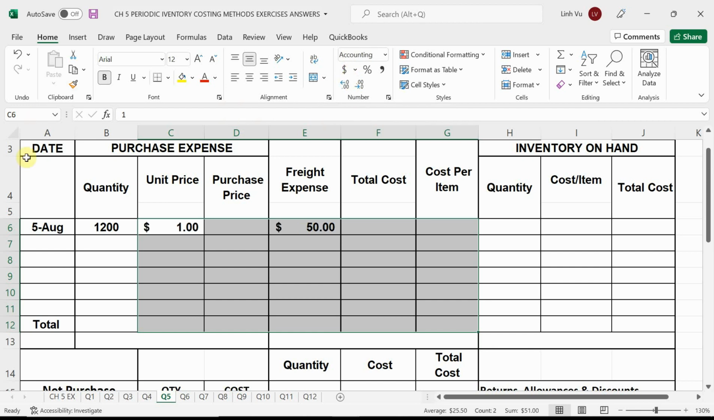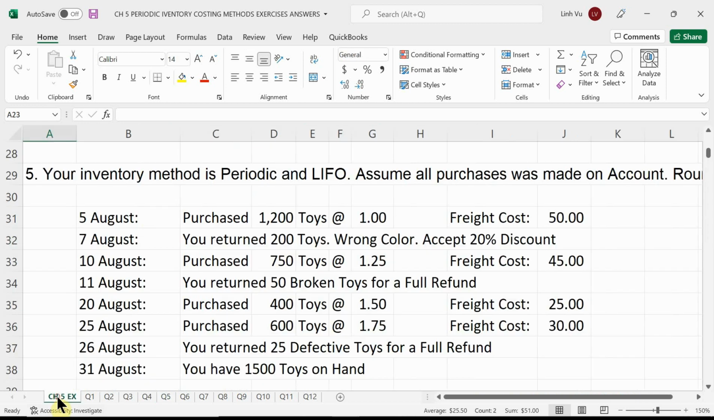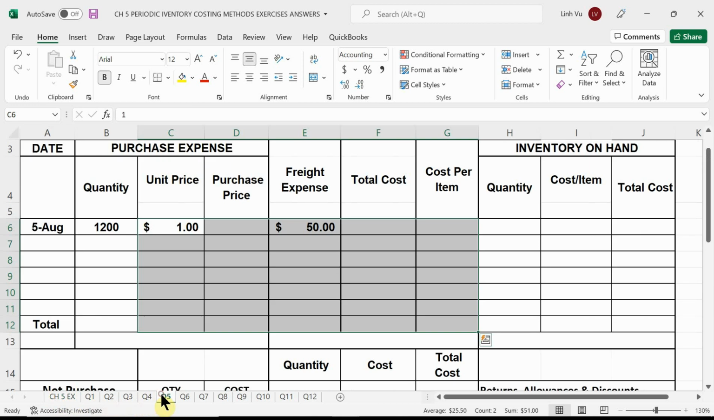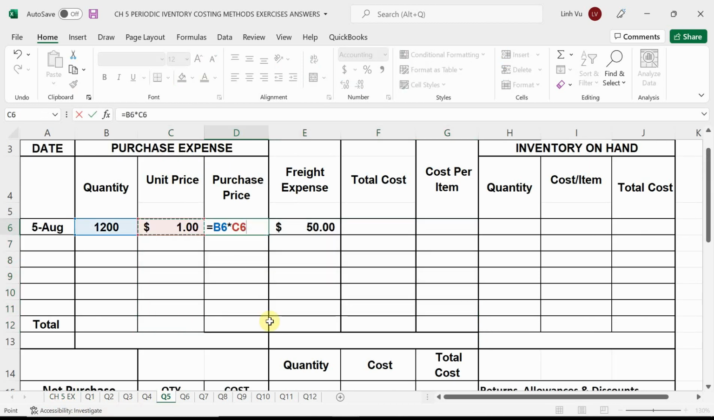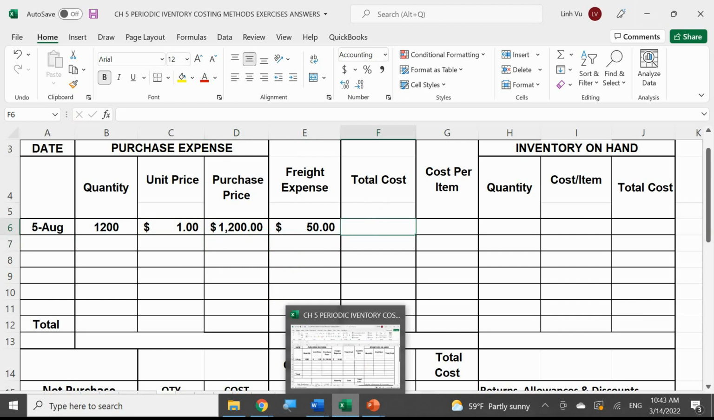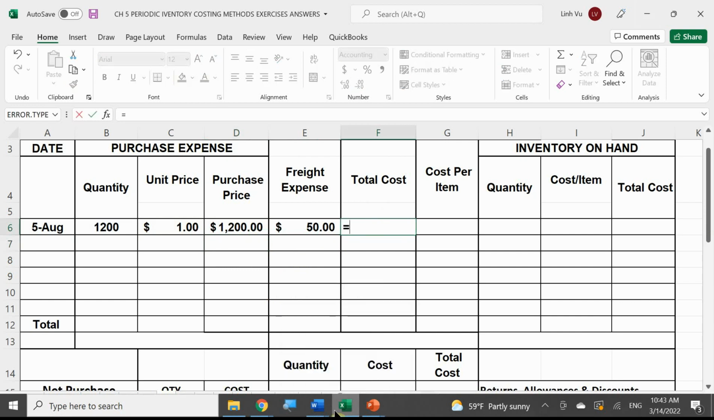I bought 1,200 items, right? Yeah, 1,200 items. Oh, whoops. 1,200, yes. Okay, 1,200 plus 50 gives me a total cost of $1,250. All right, so now I need to determine what is going to be my total cost per item.